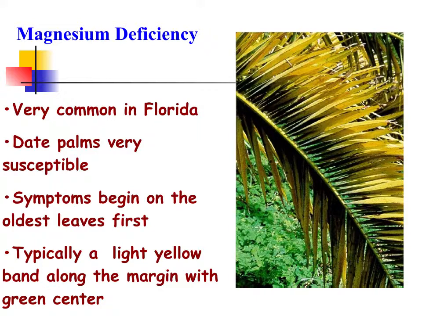The symptoms begin on the oldest leaves first. That's because it's a mobile nutrient. Those lower leaves are being robbed of that magnesium, moving it through the phloem up to the newest growing leaves. So the new leaves look perfectly fine. Typically a light yellow band along the margins with a green center. Almost looks variegated, doesn't it?